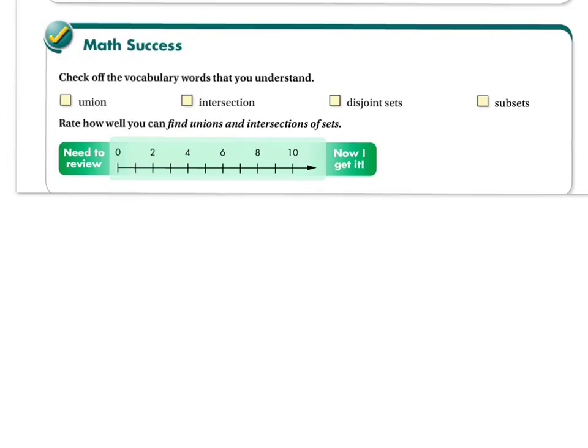To be successful, make sure you understand what a union is and an intersection is. A disjoint set, we didn't really talk about that, so make sure you look that one up. And a subset. And again, tell me how you feel about this unit.